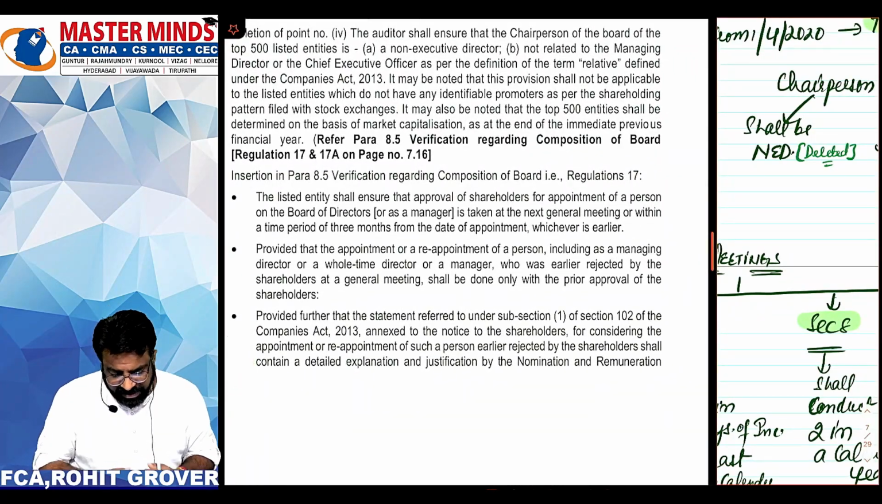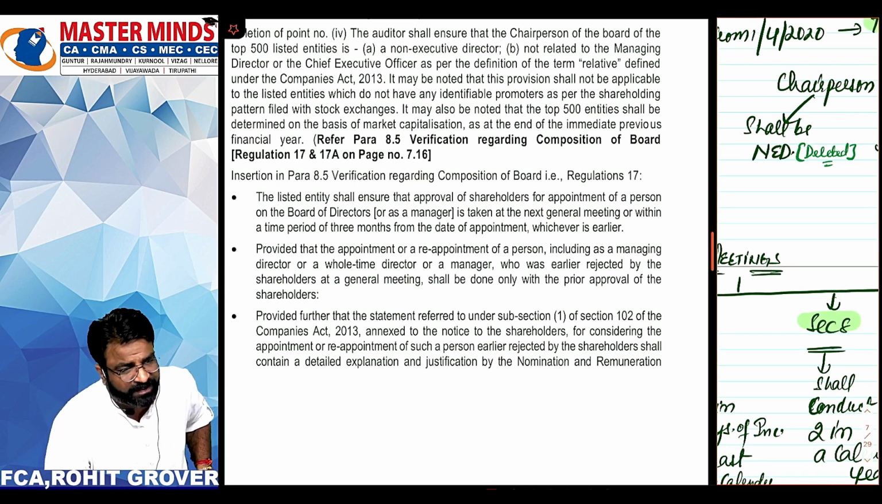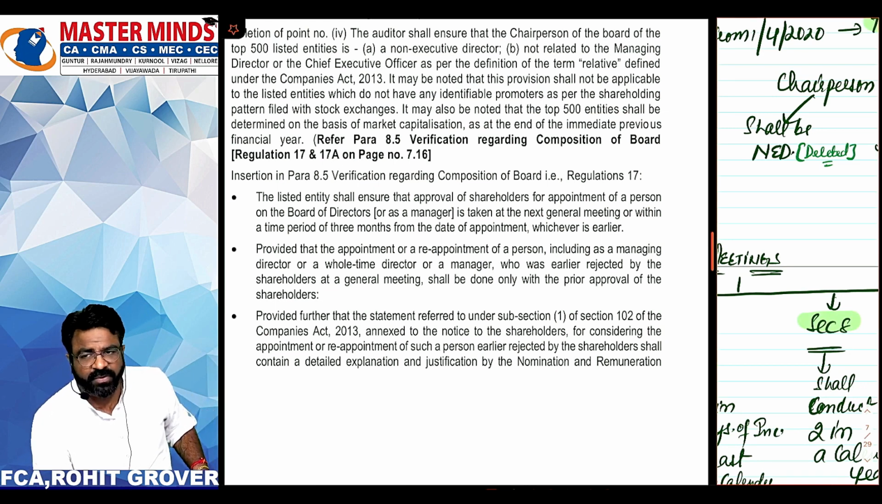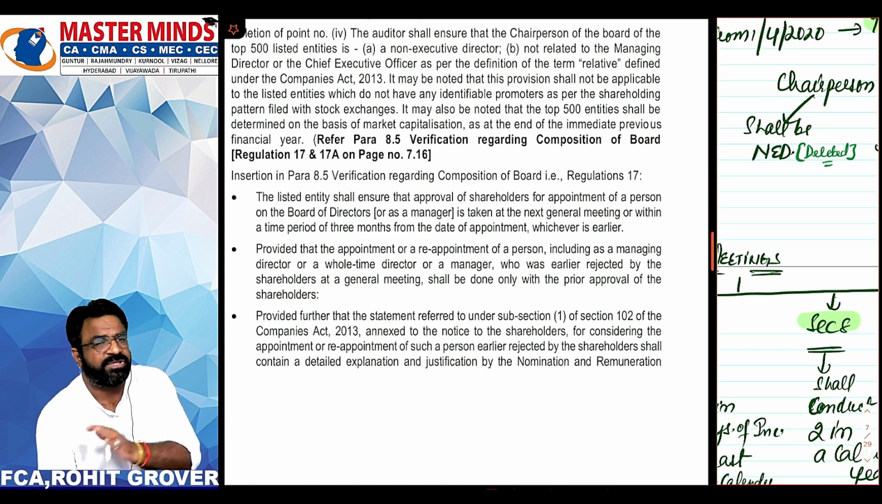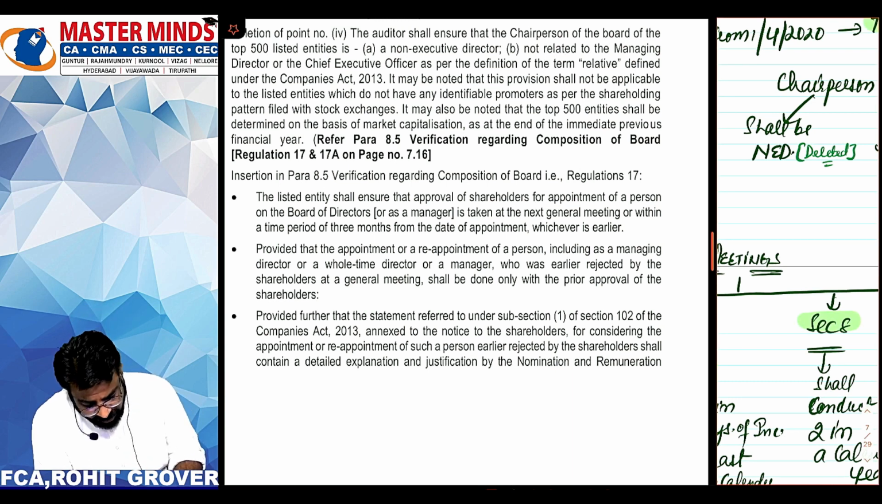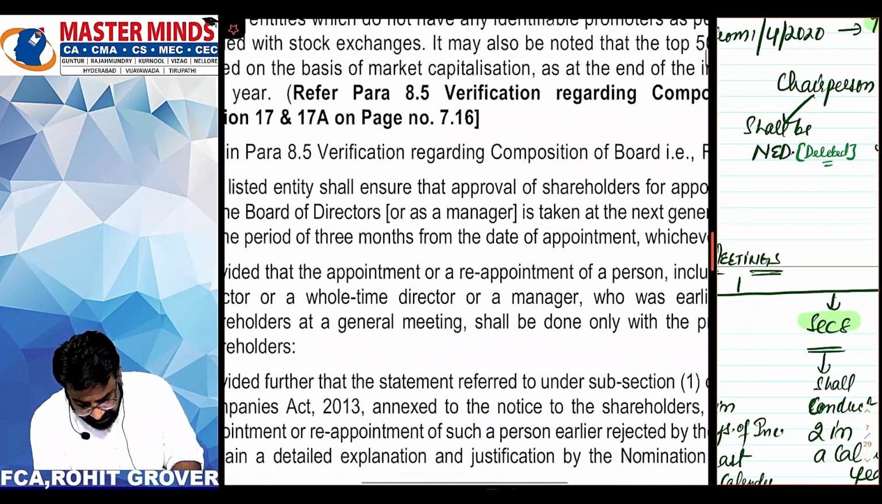The listed entity shall ensure that the approval of shareholders for the appointment of a person on the board of directors or as a manager is taken at the next general meeting or within the time period of 3 months from the date of appointment, whichever is earlier. So this is a new point that has been added. They are saying that whenever we are going to appoint a new board director or a new manager, you now have to take the permission of whom? Shareholders. And post the permission of the shareholders, the appointment is taken at which general meeting? Next general meeting or within what?